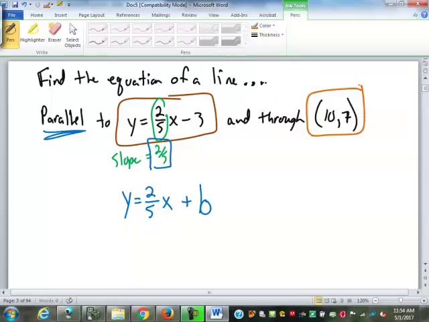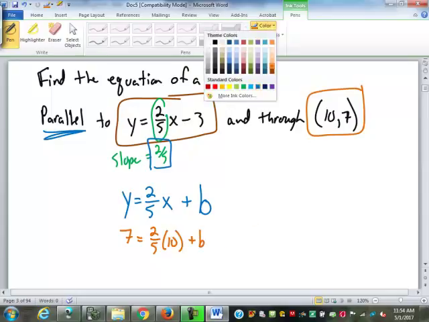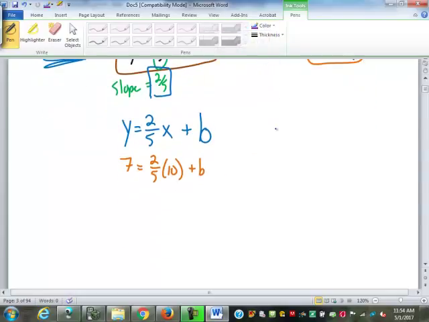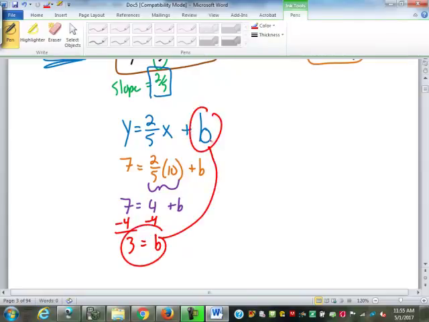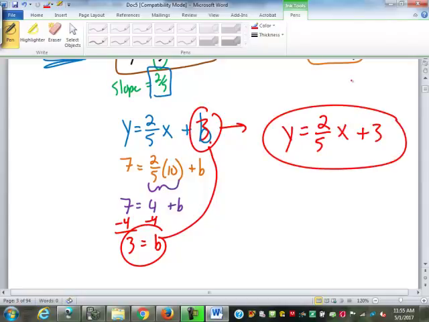Now we can use the point that we know the line has to go through, putting 7 in for y. The 10 has to go for x. And we solve. Well, 2/5 times 10 is 4. And we subtract 4 to get b by itself. 3 equals b. So we come back up here, we replace b here with 3. So that gives us that our equation is y equals 2/5 x plus 3.